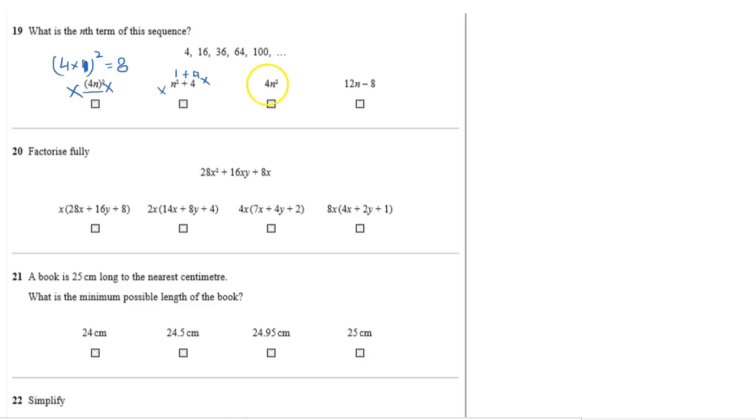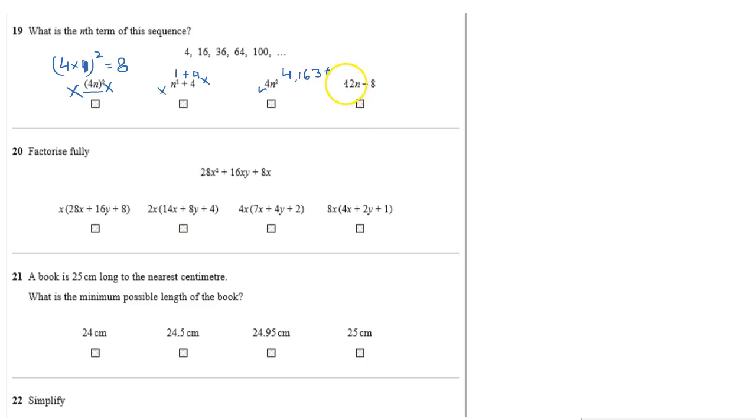4n square, put n is equal to 1, so first term is 4. Put n is equal to 2. 2 square is 4. 4 times 4 is 16. Put n is equal to 3. 3 square is 9. 9 times 4 is 36. So this seems to be a correct answer.